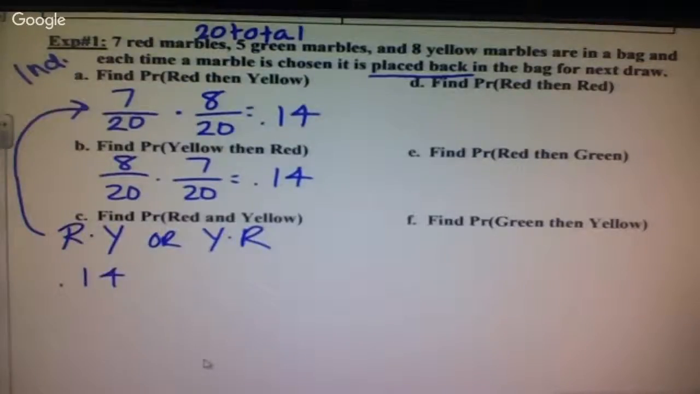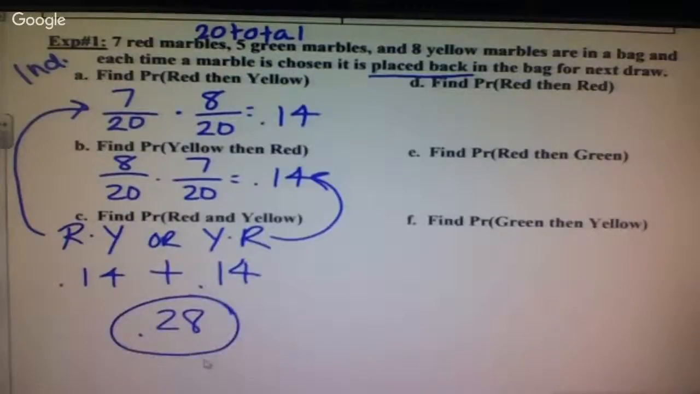What do I do when I have or? Multiply? Oh, add. Well, guess what? We already did yellow, then red. That's 0.14. So your final answer here is 0.28. So when they throw in that word and, they're not telling you what order it needs to come in, so you need to do both. And if you already have both done, just add up the answers that you have.